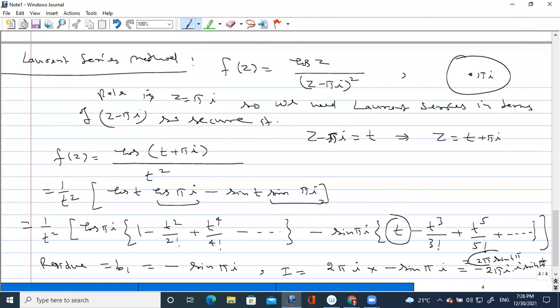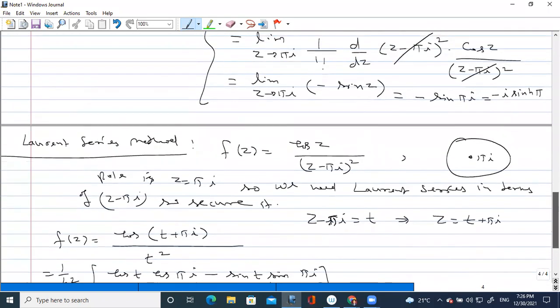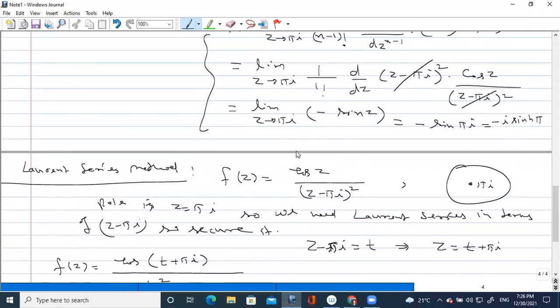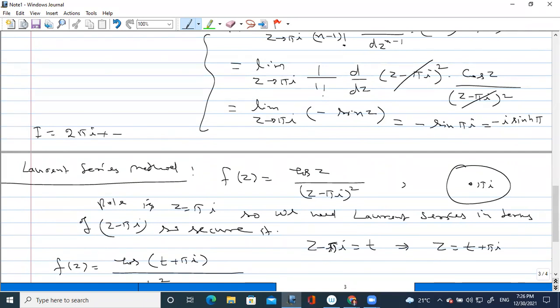So this is the answer of the integral. And in the earlier method also, we just have to find out the residue. So this was the residue. And here the integral will become 2 pi i into minus i sinh pi, and that will be 2 pi sinh pi. Okay, note down this.